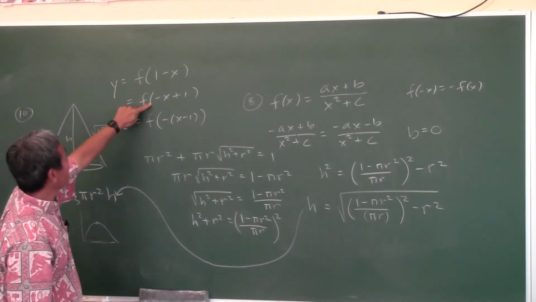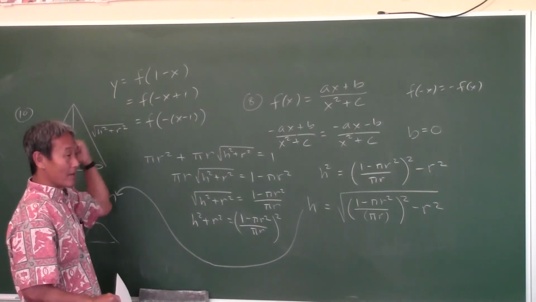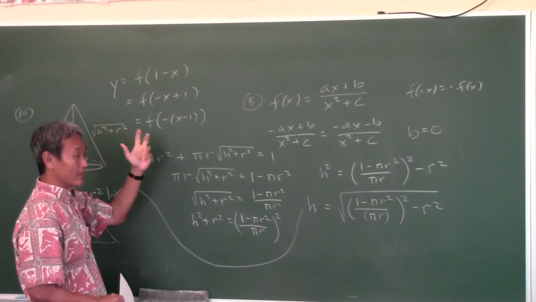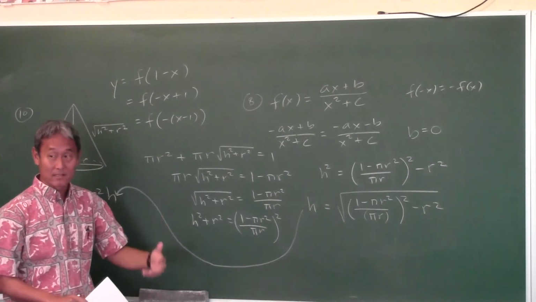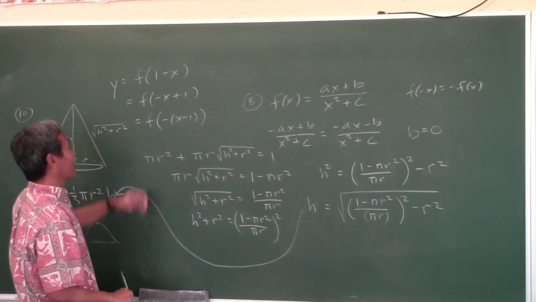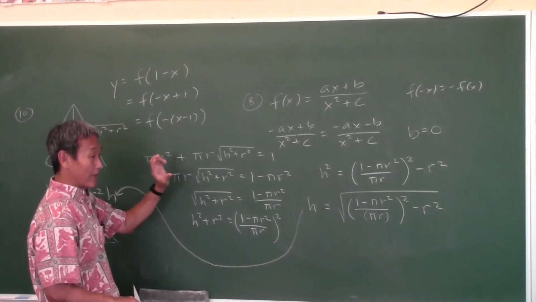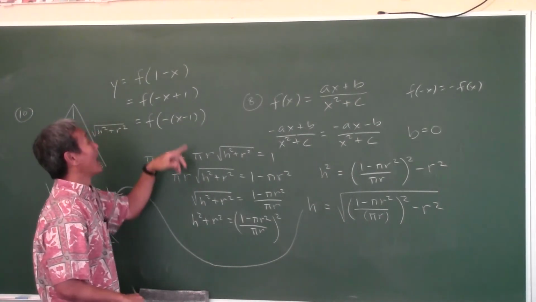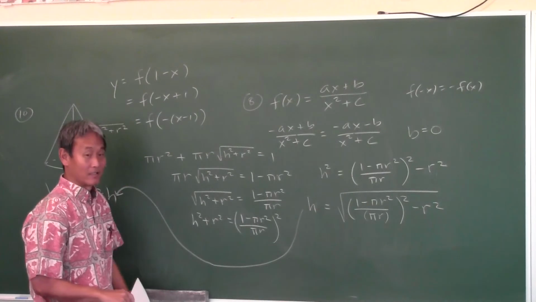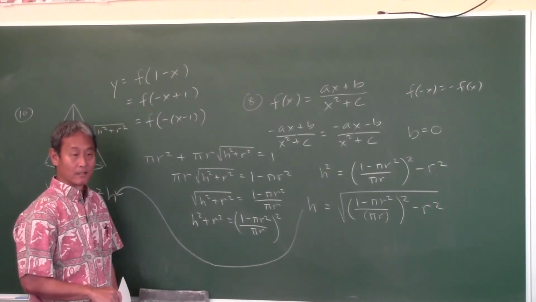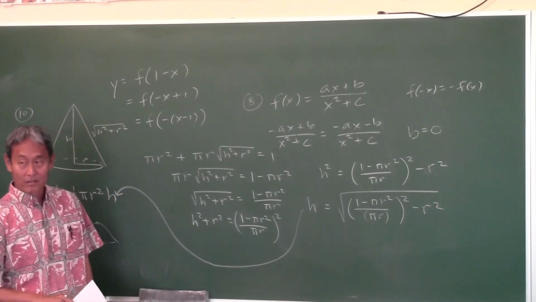So if you do it this way, you have to shift it one to the left first, and then you reflect it over the y-axis. The y-axis, not the x. I can't believe some people are doing x-axis. And then this one, you reflect it over the y-axis first, and then you shift it one to the right. Do you guys understand that, or are you guys just memorizing?